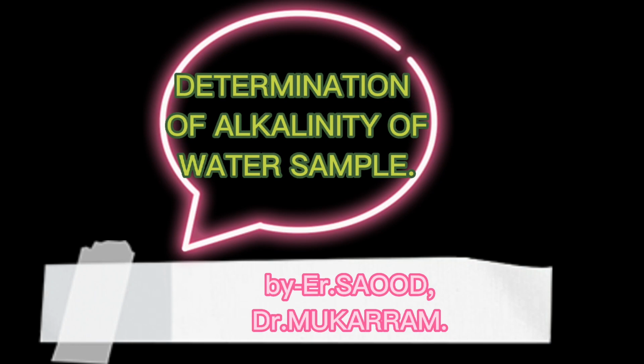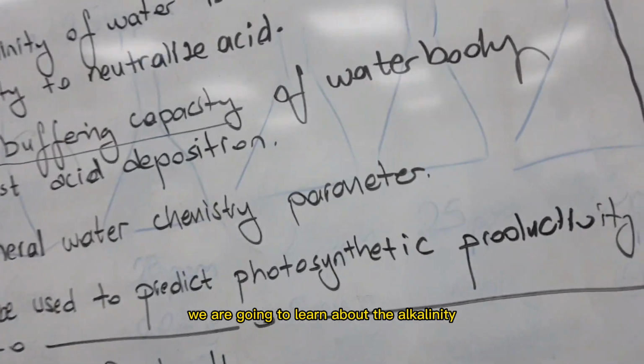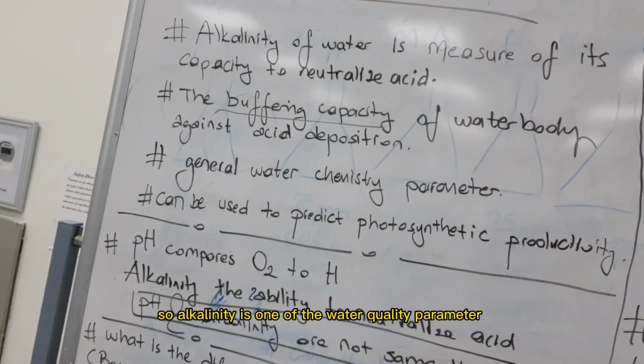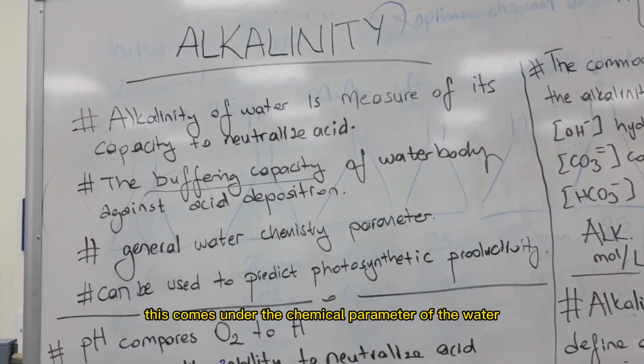Determination of alkalinity of water sample. Hello guys, today we are going to learn about alkalinity. Alkalinity is one of the parameters. Basically, this comes under the chemical parameters of water.